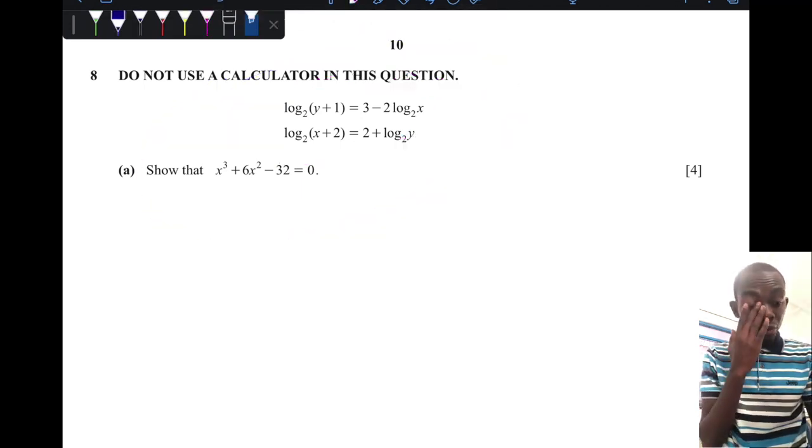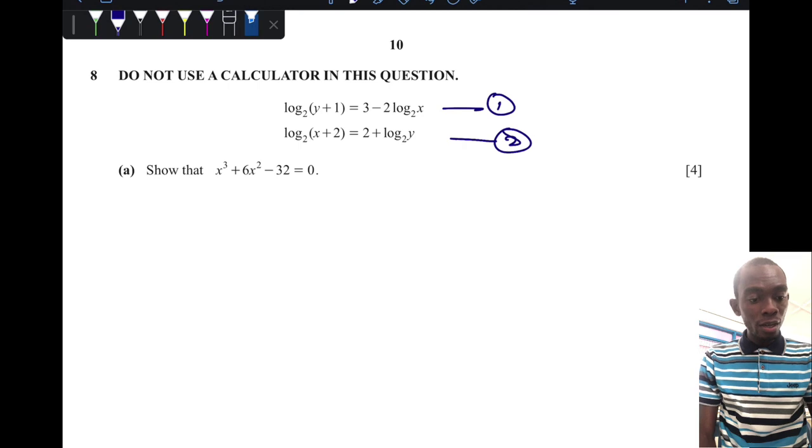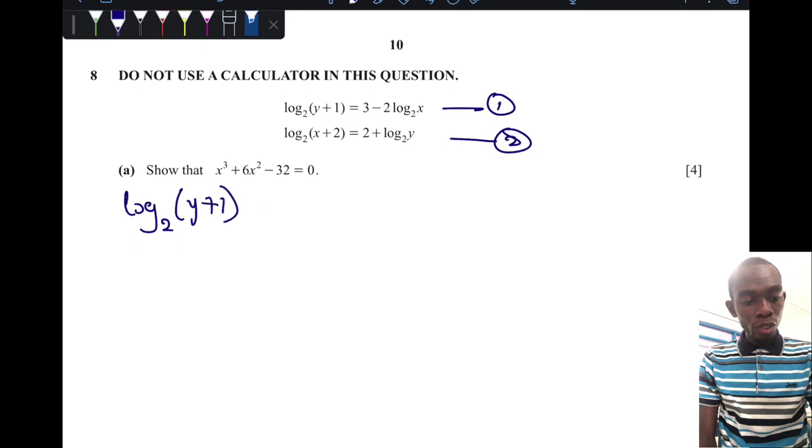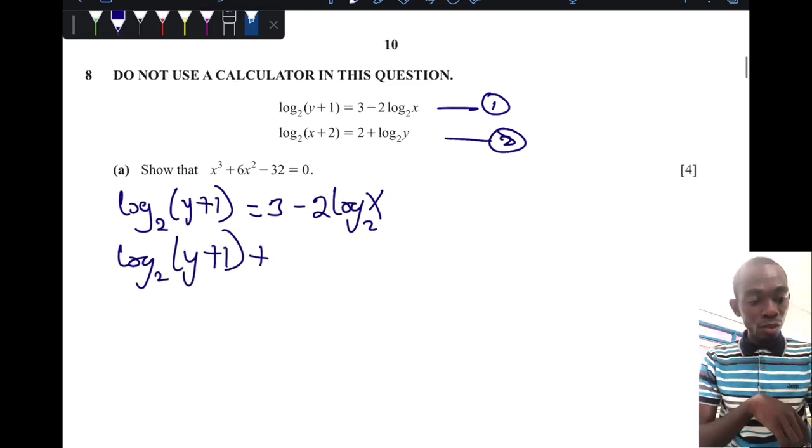So from the first one, okay, let me call this equation 1 and then call this equation 2. So from the first one, we have log (y + 1) base 2 is equal to 3 minus 2 log x base 2. So we will have this guy here. I want to group all the logs, so I'll move it, so I'll get plus.